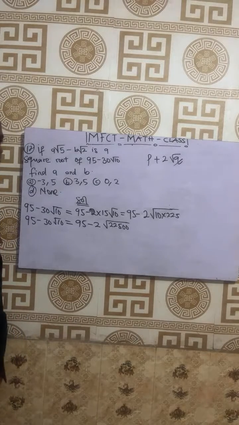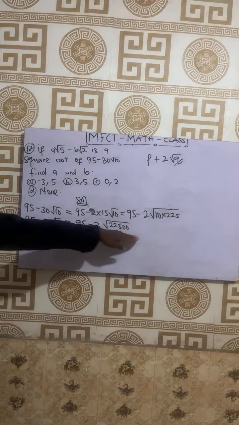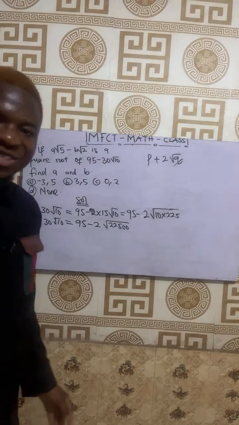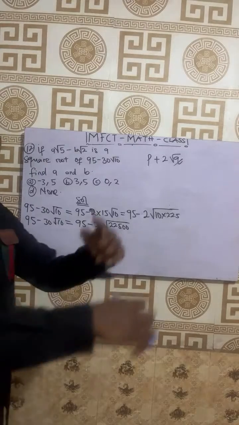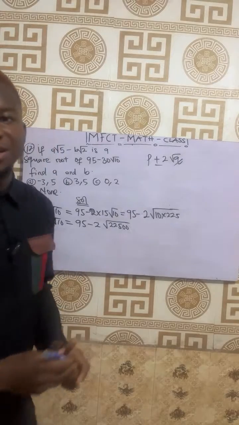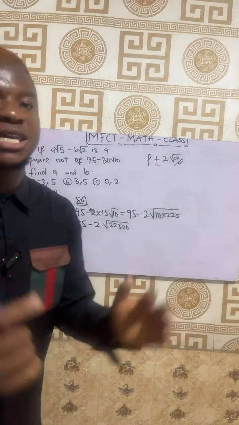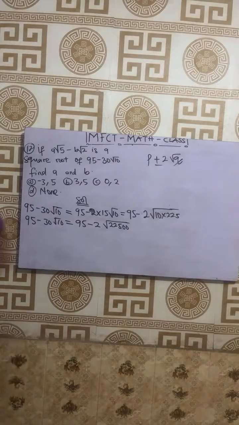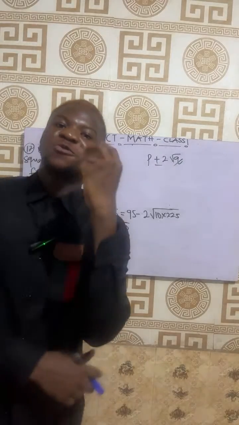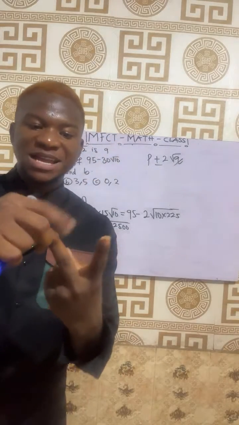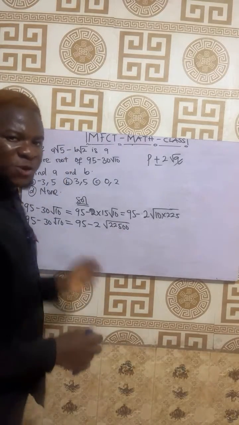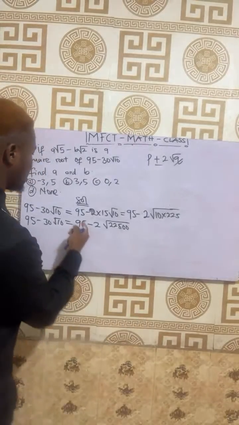Okay, now, at this point, 95 minus 2 square root 2250. You will see that this question is now already in the form p plus or minus 2 root q. Then guys, we can use the trick in solving this. So how can we use the trick, guys? It's very simple. You will just look for 2 numbers, in which if I multiply these 2 numbers together, I will get the number under the square root. If I add these 2 numbers together, I will get this value.